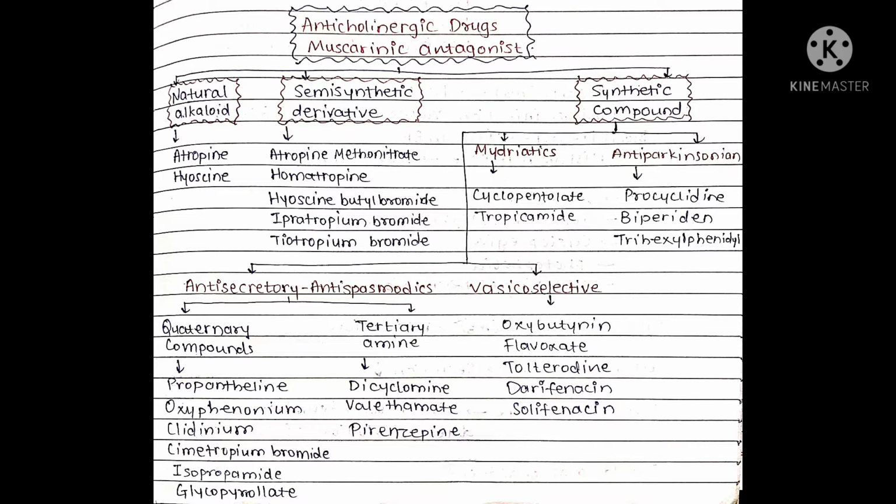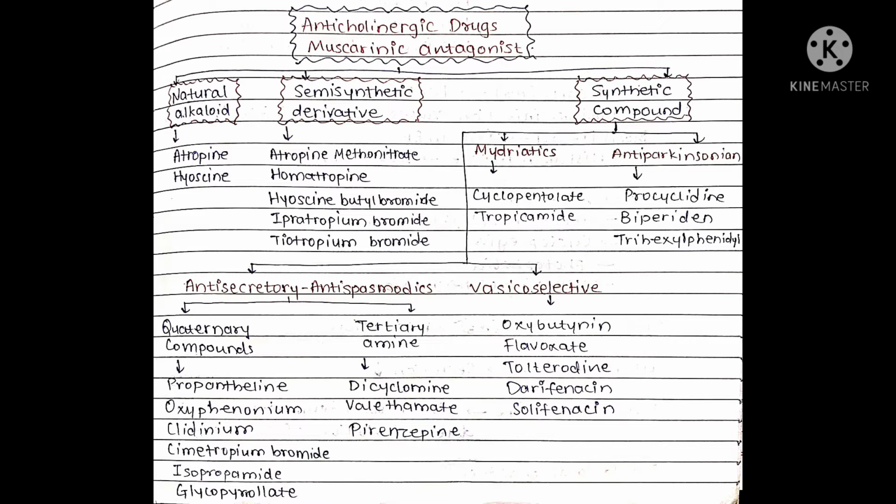Then synthetic compounds are classified into anti-secretory antispasmodic drugs, vesicoselective, mydriatics, and anti-Parkinsonian. Anti-secretory antispasmodic category includes quaternary compounds and tertiary amines. Quaternary compounds are propantheline, oxyphenonium, clidinium, cimetropium bromide, isopropamide, glycopyrrolate. Tertiary amines include dicyclomine, valethamate, pirenzepine.